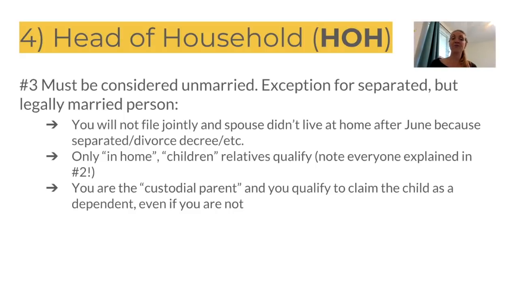here. So you must be considered unmarried, but there is this exception for separated but legally married couples. So if the following is true, then you may still be able to file head of household. You will not file jointly with a spouse and didn't live at home with a spouse after June because you're separated. Only in-home children relatives qualify. So they would have actual child, and everyone explained in number 2 qualifies. And you are the custodial parent, and you qualify to claim the child as a dependent even if you're not.